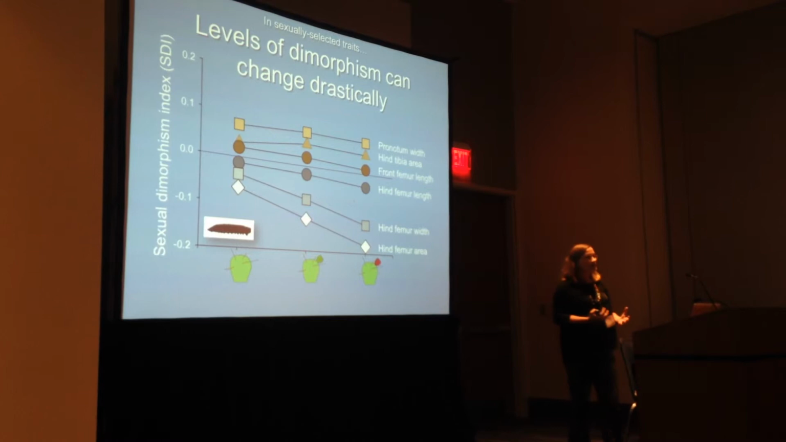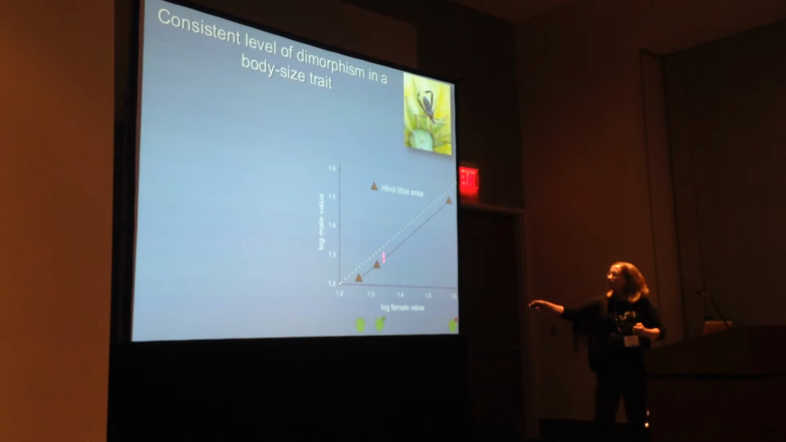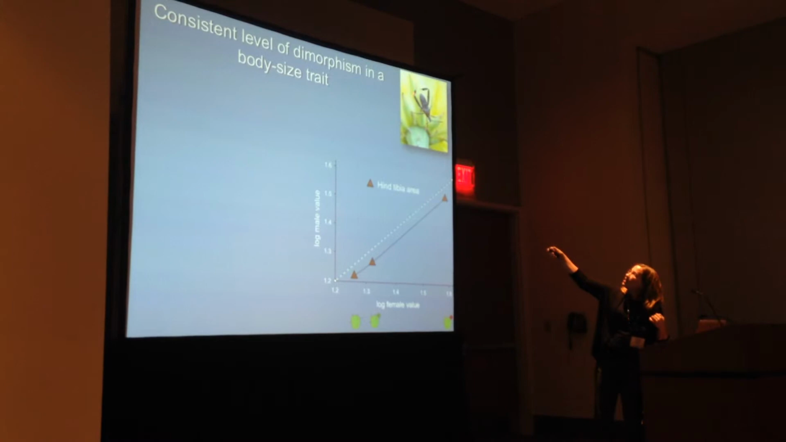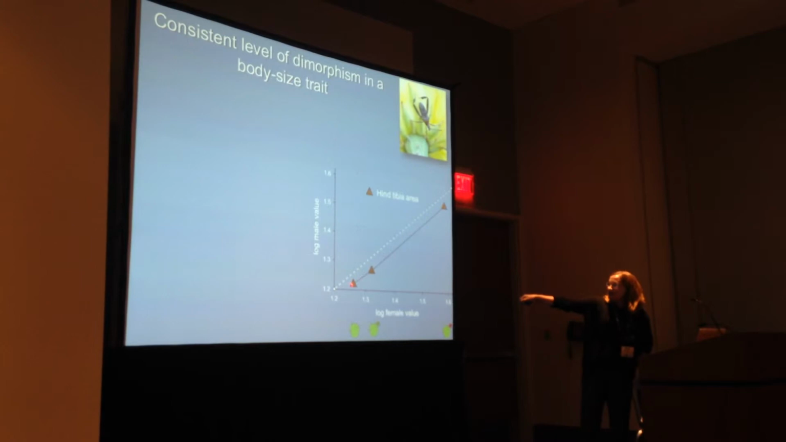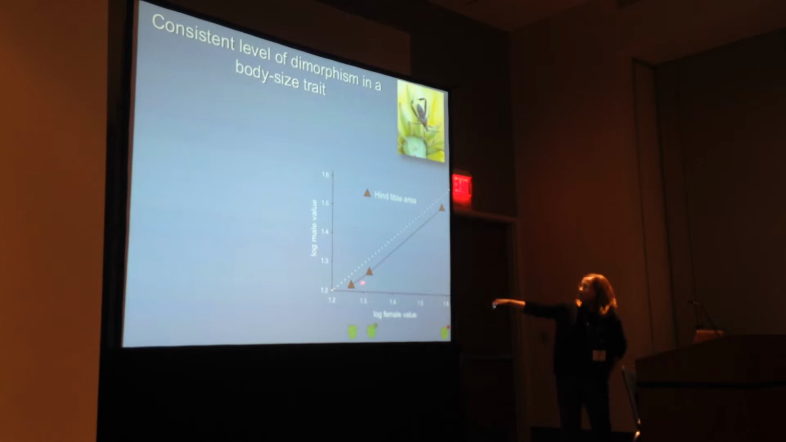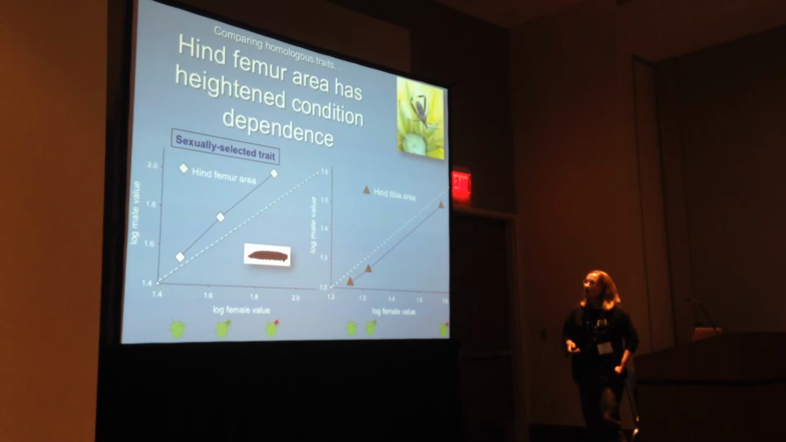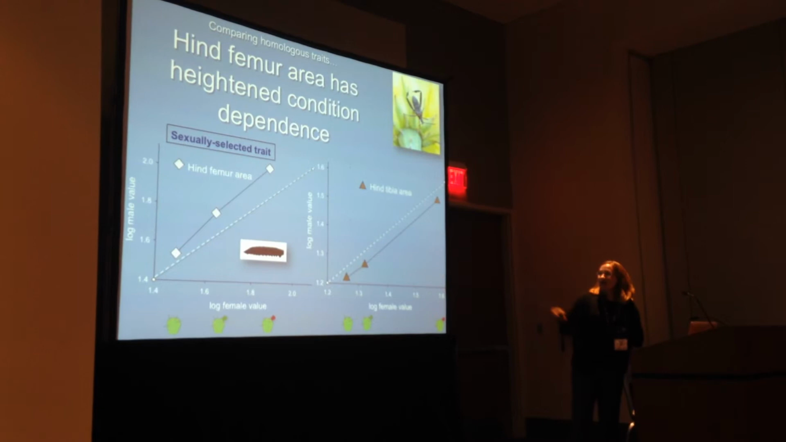I'll take a couple more minutes to show you a little more on the results side. This is just comparing homologous traits. So hind tibia area right there, we compare that with the hind femur area. You can see with hind tibia area, the log of the female value for the tibia area size against male, that females have larger tibias than males. You can also see with this one-to-one correspondence line that it's very much paralleling the line, again showing the consistency in dimorphism. You compare that with the hind femur area, which is very much deviating from parallel with that line. So again, an indicator that this trait is highly condition dependent.